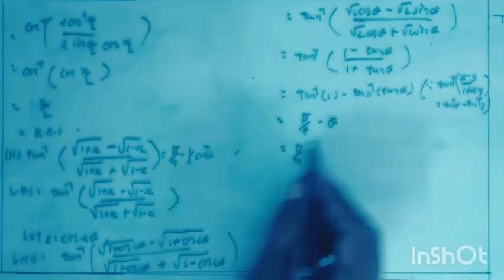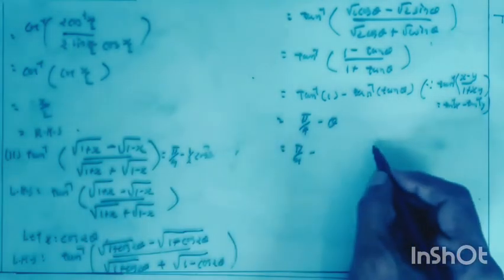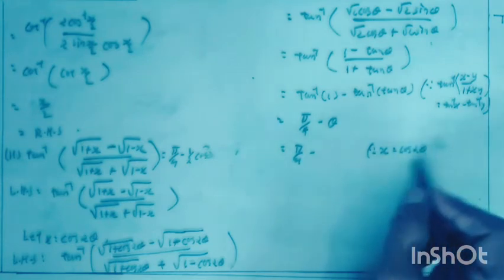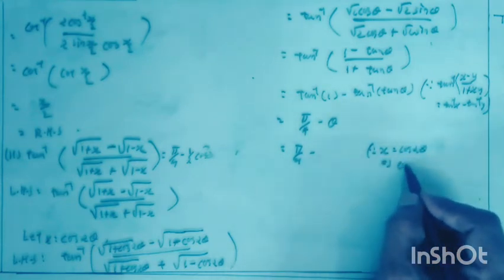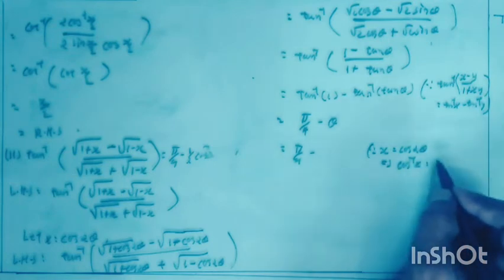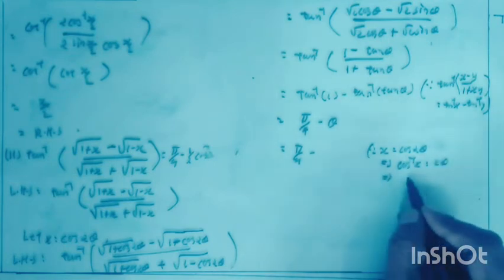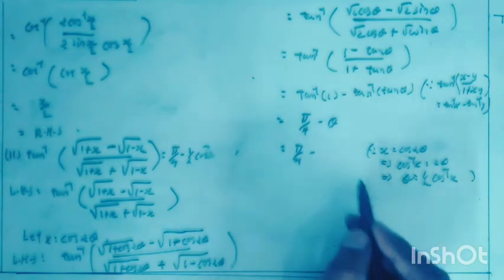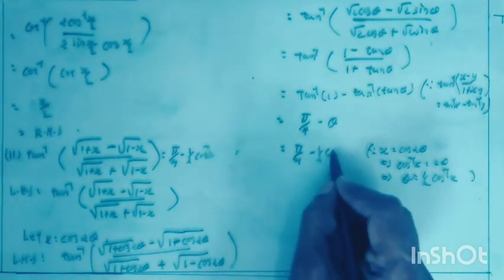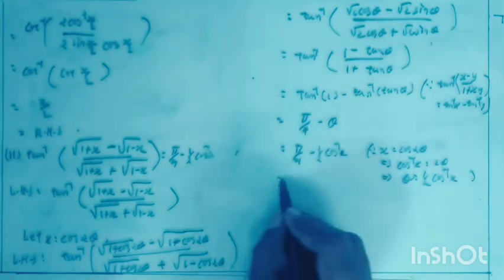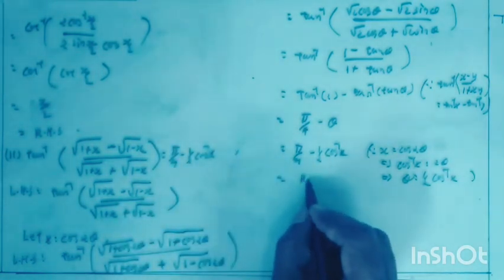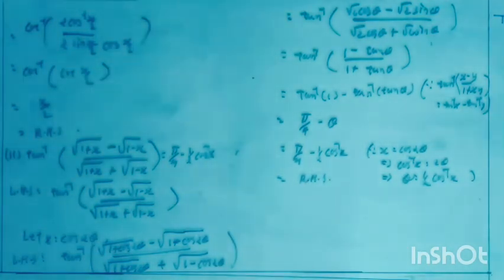Now change this theta into x form. Here we have x is equal to cos 2 theta. So this implies cos inverse x is equal to 2 theta. So theta is equal to 1 by 2 cos inverse x. So this is the right hand side, RHS. Clear this?